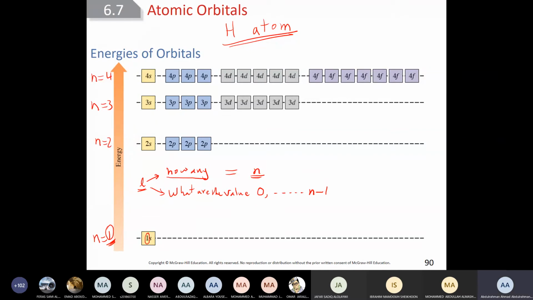Clear? Good. So if I want to write the value of L for this box, what's the value of L? It is 0. What's the other name for it, instead of 0? S. And that's why I write 1S here. Okay? Good.